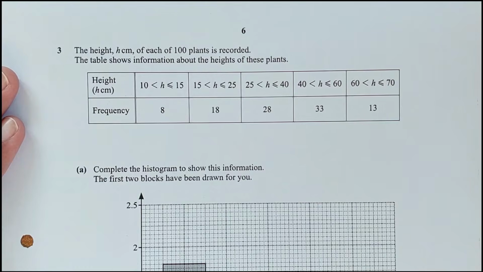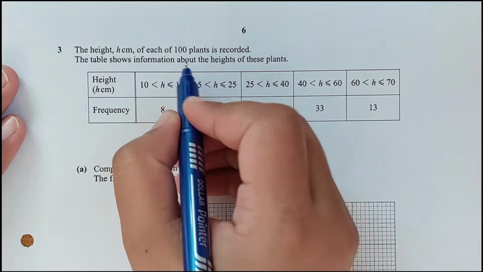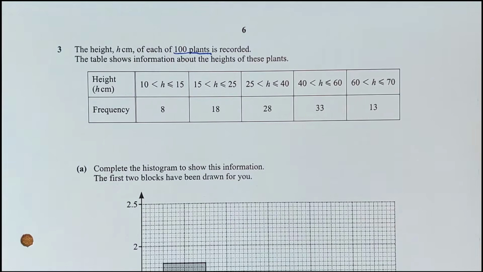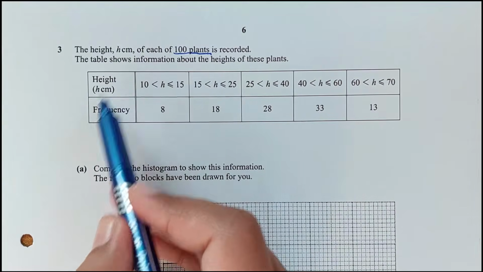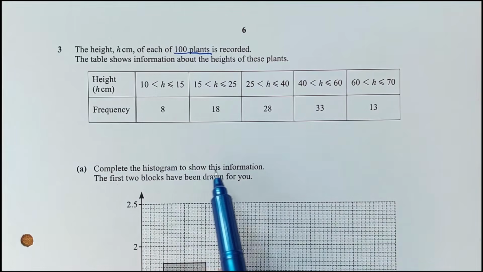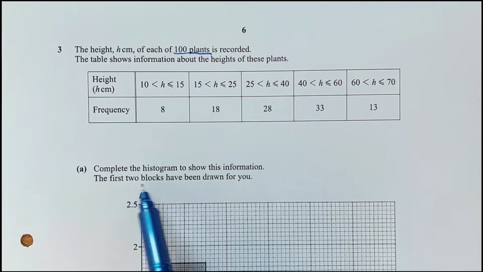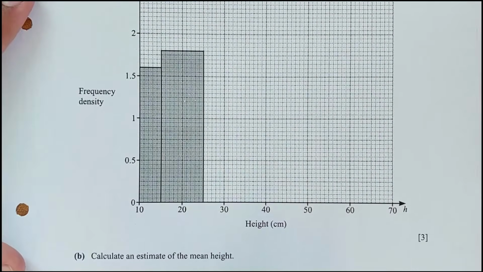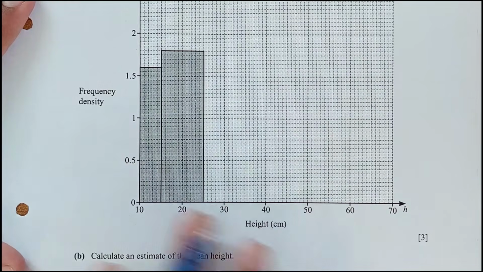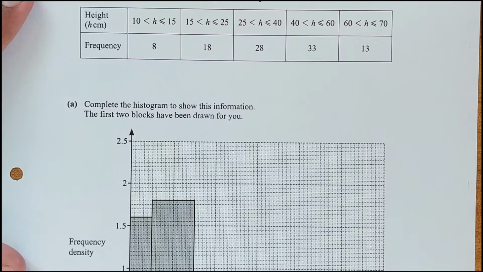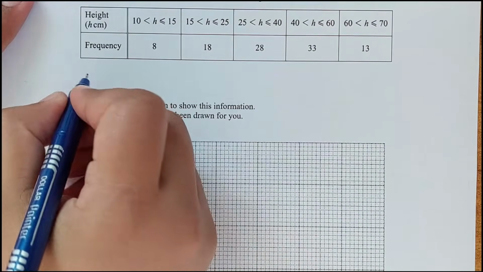Question number 3. The height in centimeters of each of 100 plants is recorded. The table shows information about the height of these plants, height h in centimeters, and the frequency. Part A, complete the histogram to show this information. The first 2 blocks have been drawn for you, right? Okay, so for a histogram, we need the frequency density, but we have been given the frequency. So we need to calculate the frequency densities.